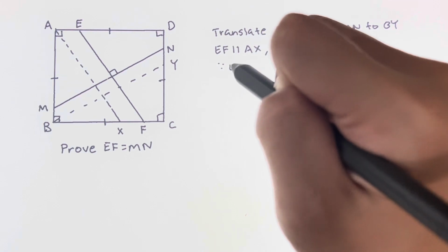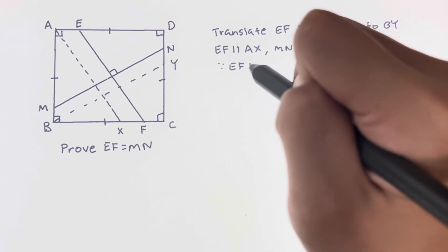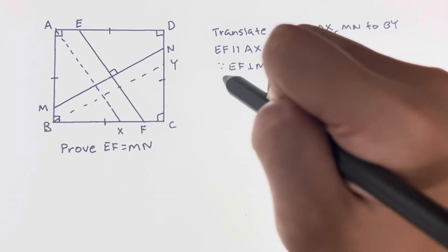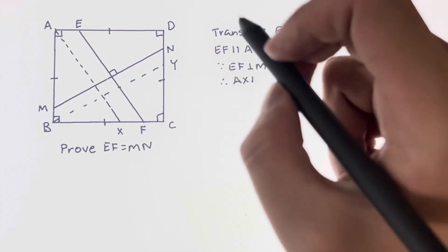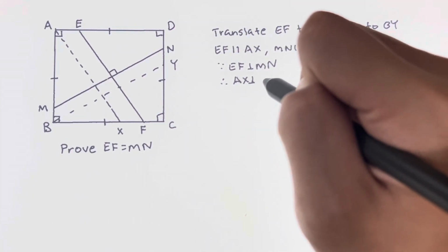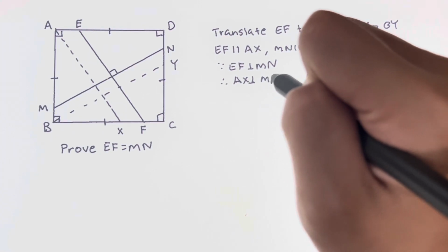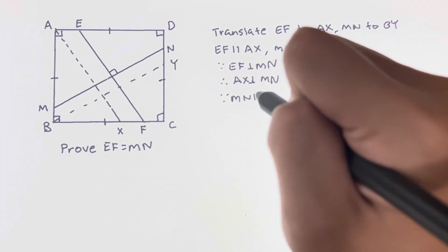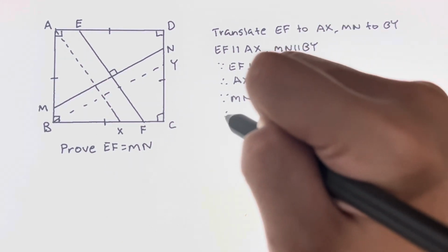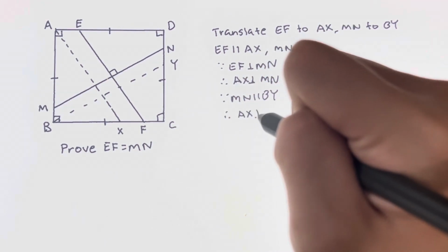Now, since EF is perpendicular to MN, we have AX is perpendicular to MN. Since MN is parallel to BY, so AX is perpendicular to BY.